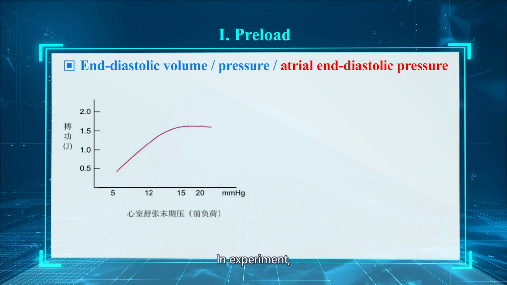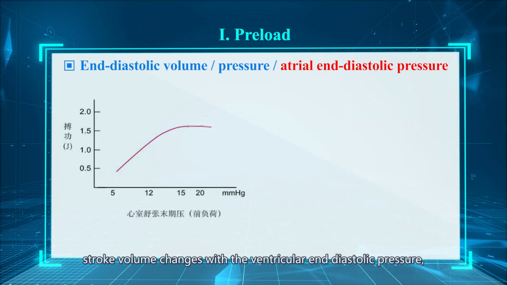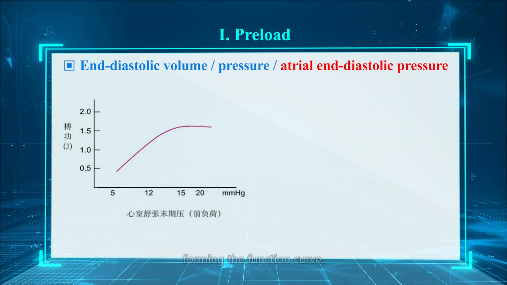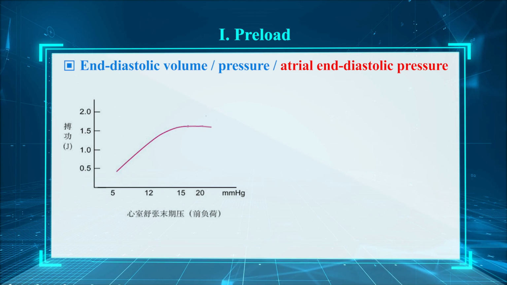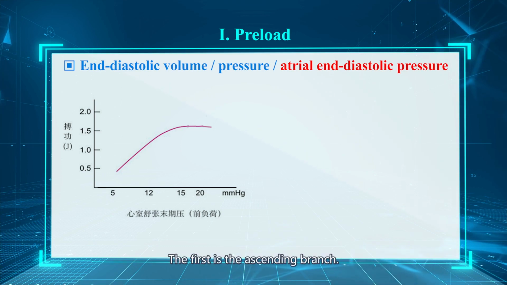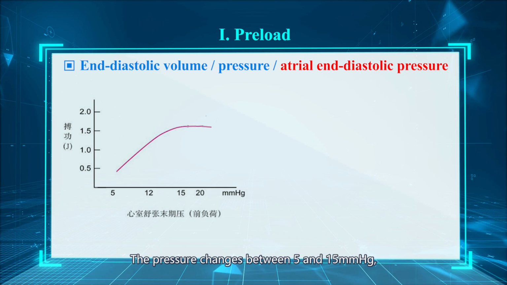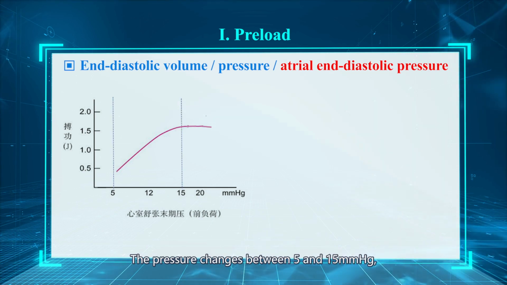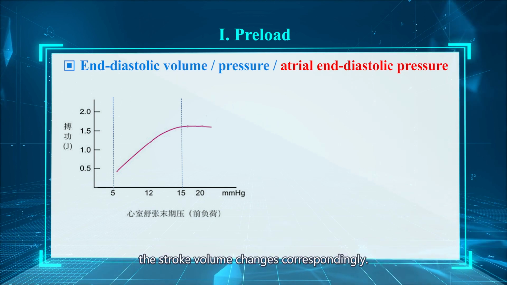In experiment, stroke volume changes with the ventricular end-diastolic pressure, forming the function curve. The curve can be divided into 3 parts. The first is the ascending branch. The pressure changes between 5 and 15 millimeters of mercury. The stroke volume changes correspondingly.